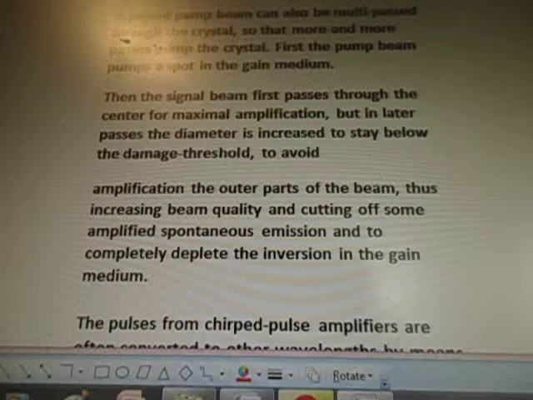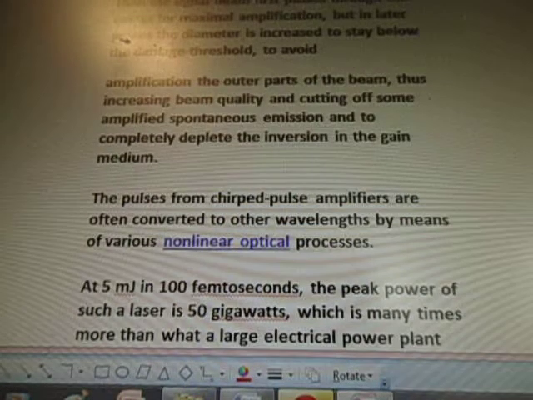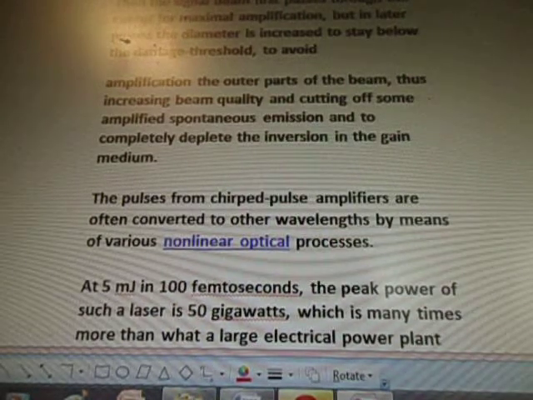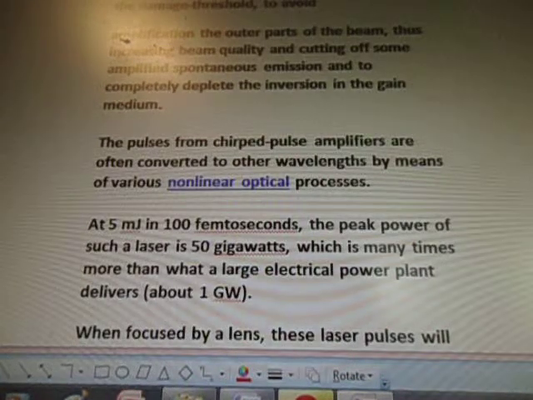But in later passes, the diameter is increased to stay below the damage threshold, to avoid amplification of the outer parts of the beam, thus increasing beam quality and cutting off some amplified spontaneous emission, and to completely deplete the inversion in the gain medium. I never knew you guys did this.